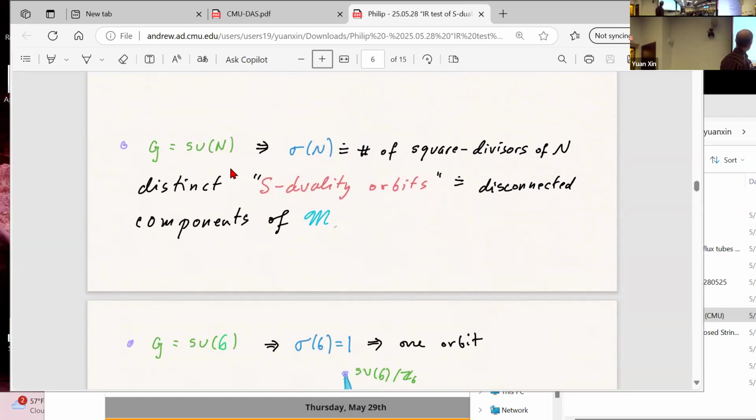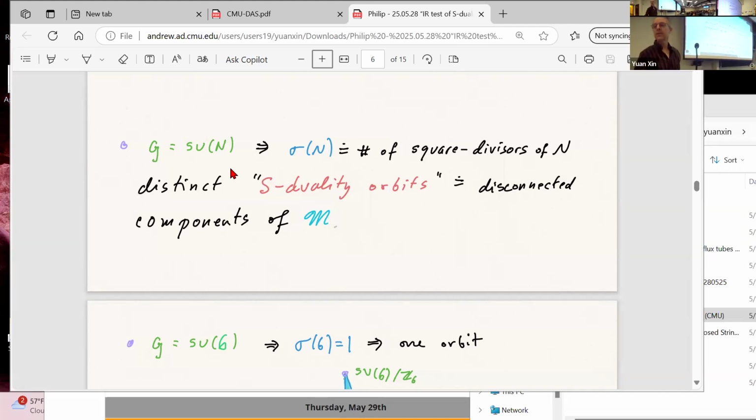For, let's say, the SU(N) case, depending on what N is, there can be more than one disconnected component of the conformal manifold. The number is given by the number of square divisors of the number N. And these different disconnected components are called in the literature S-duality orbits. So I want to know the number of S-duality orbits and the geometry of each S-duality orbit.